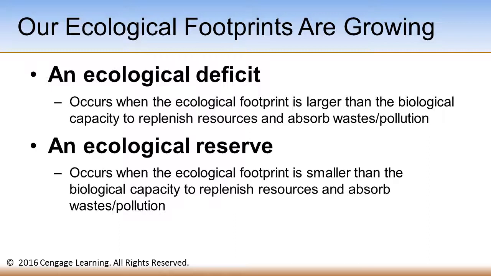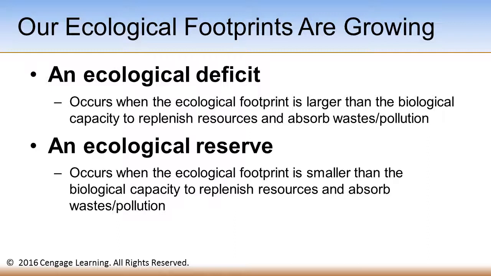An ecological reserve is the opposite scenario. It occurs when you take the biological capacity, subtract the ecological footprint, and you end up with a positive value. So an ecological reserve occurs when the demand on the environment from humans is actually smaller than the supply from the environment or the biological capacity and the ability to replenish or absorb waste and pollution.